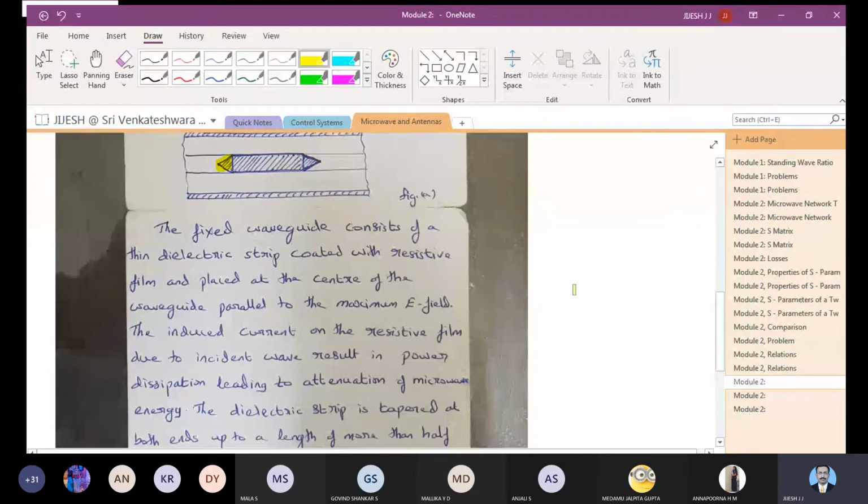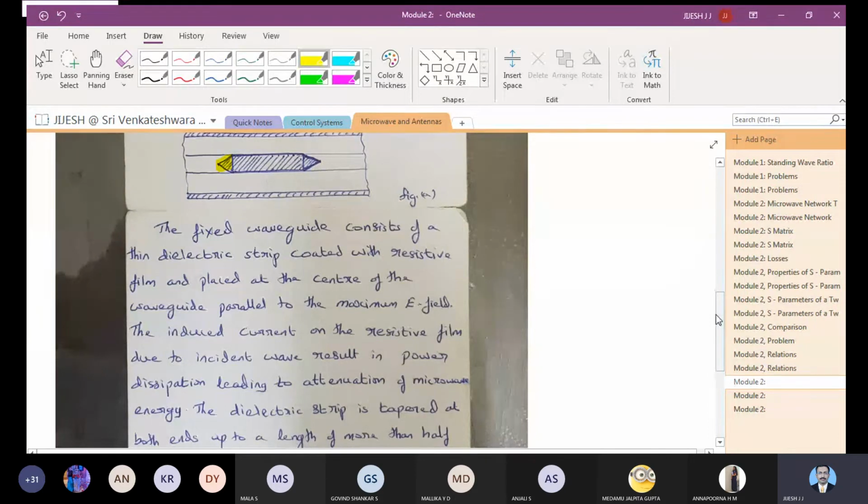So we have understood the fixed attenuator. Its main purpose is that it does not allow any of the signal to pass to the other side of the transmission line. It absorbs the entire signal, and you have tapering at both edges to avoid reflection. That is the main purpose of using a fixed attenuator. There will be many applications where you need a fixed attenuator, or you may need a variable attenuator.